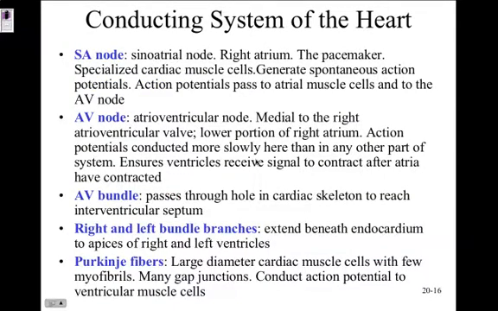Okay, last thing today, we're going to go through the conducting system. We have these nodes that are kind of controlling or collecting this electrical signal and then passing it on. There's an SA node, the sinoatrial node, which is in the right atrium, and this is called the pacemaker. This is going to start the whole process and control your heart rate.